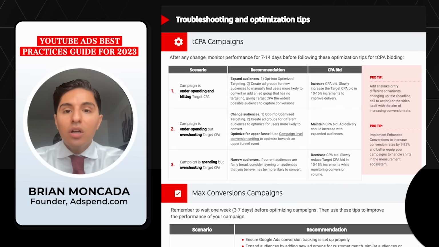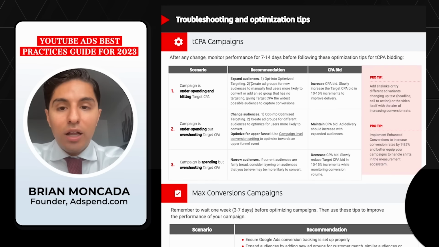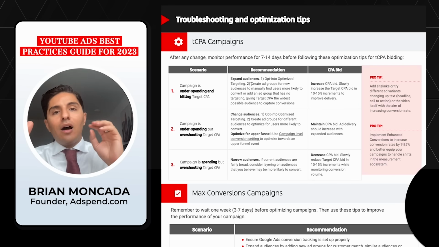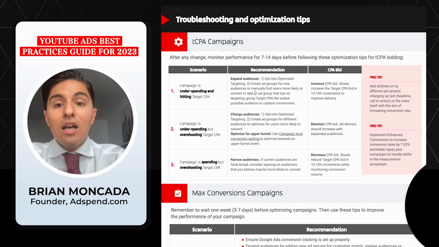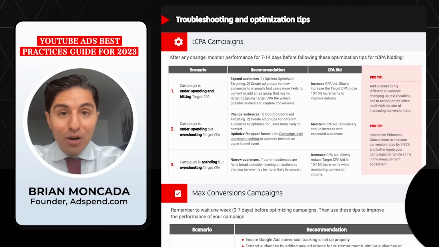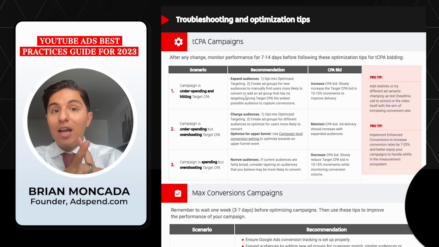Right now, number 2, create ad groups for new audiences to manually find users more likely to convert. So add a new ad group, add audiences into that new ad group to find more people. Again, this is another way to expand your audience. It also says, or add an ad group with no targeting. Just go as broad as possible. Because again, you've launched with best practices, right? You've set your campaigns up with the best practices following Google Ads recommendations.